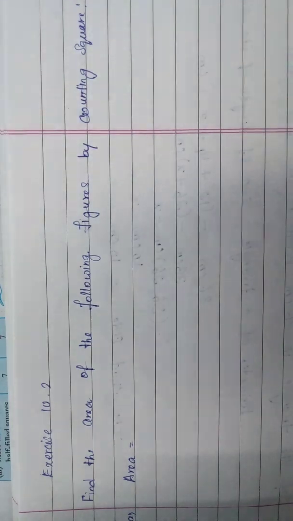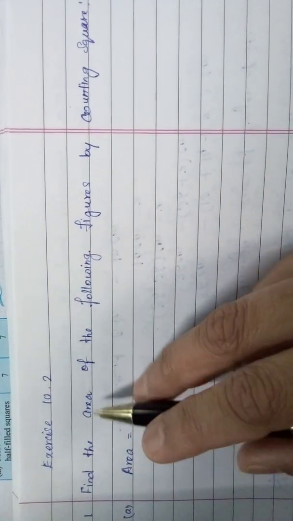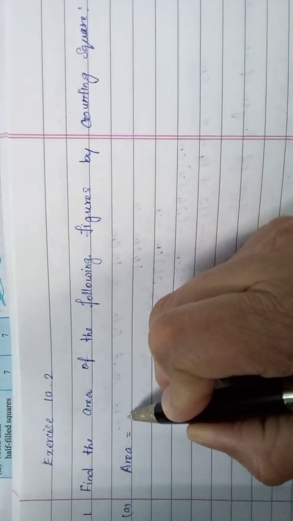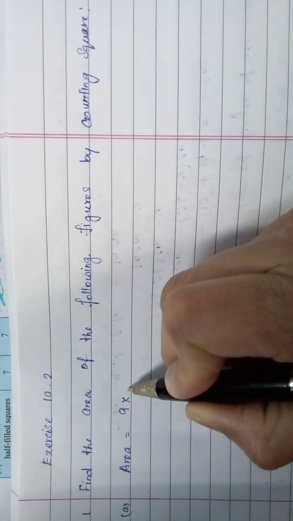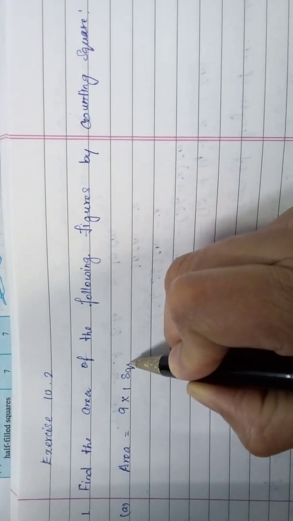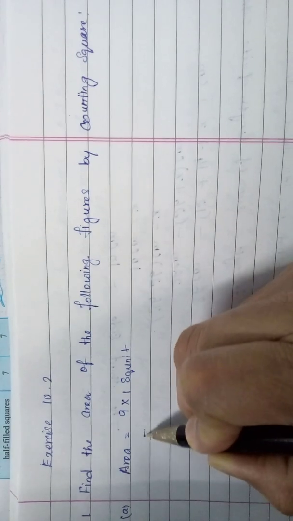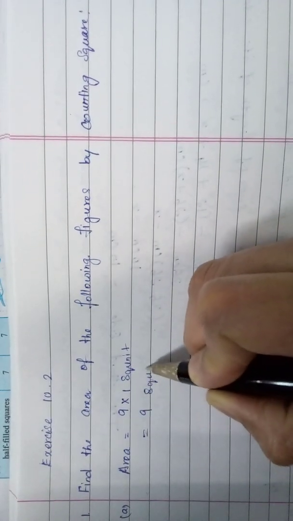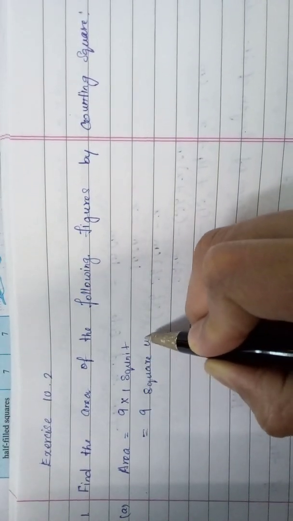So, how to write it? See, write it in your classwork like this. Write the question, and write the area. How many? 9 squares are there, and 9 into 1 square unit is nothing but 9 square units. That is the area of the figure. Okay, understood, children?